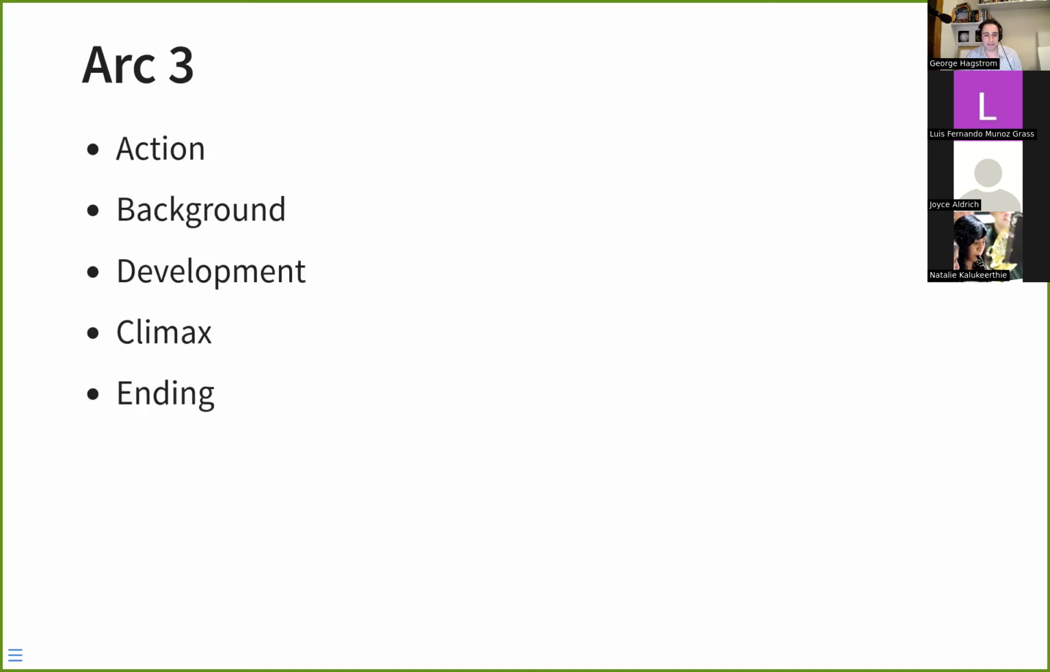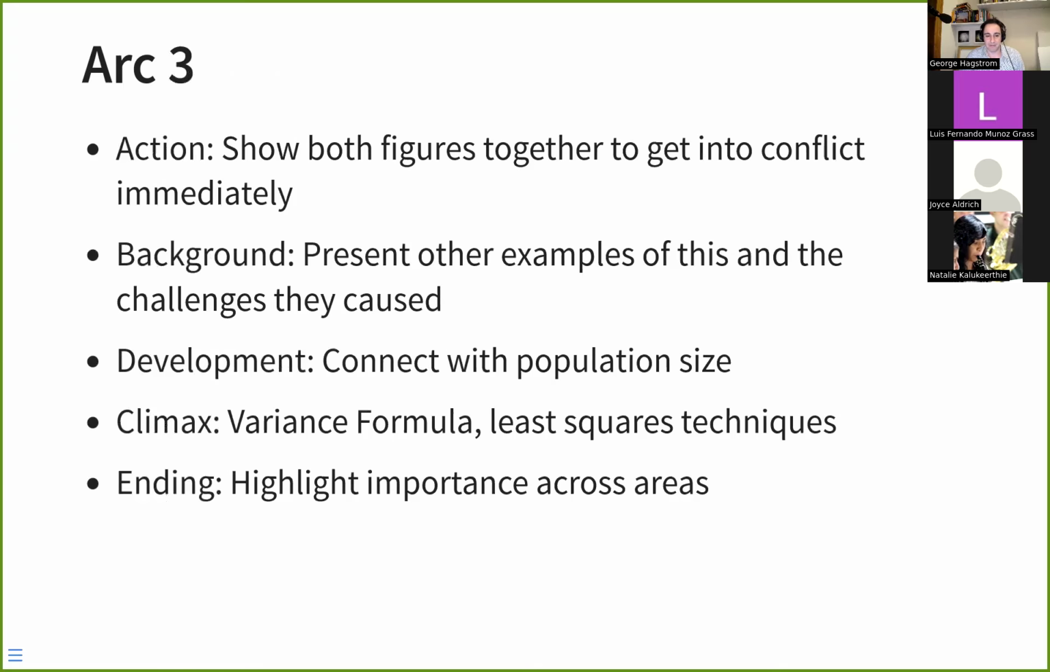So if I was going to do action, background, development, climax, ending, I might start by showing you both figures that showed a contradictory result side by side at once. And I would say, look at this crazy contradiction, how can we explain it? And then I would go backwards and introduce the background, present other examples of this, the challenges they cause and consequences.